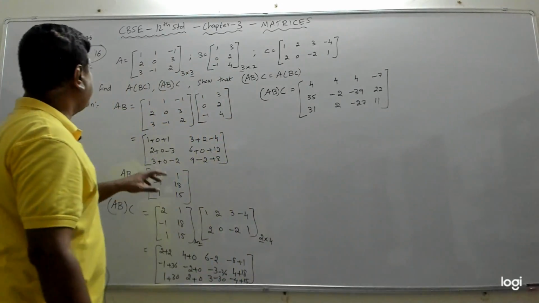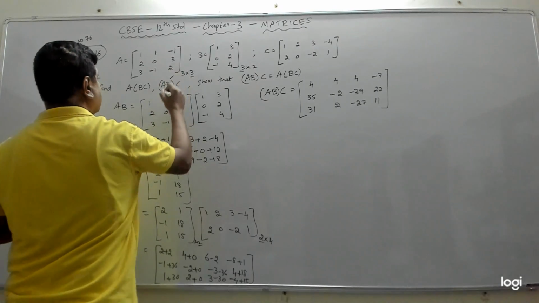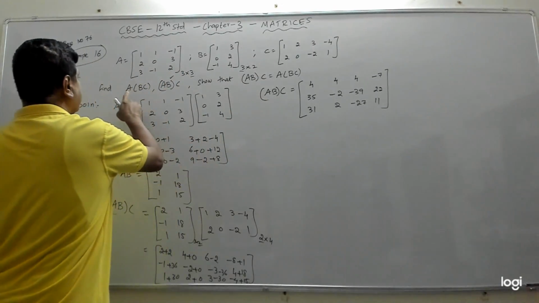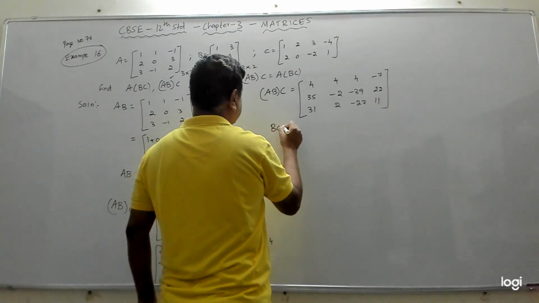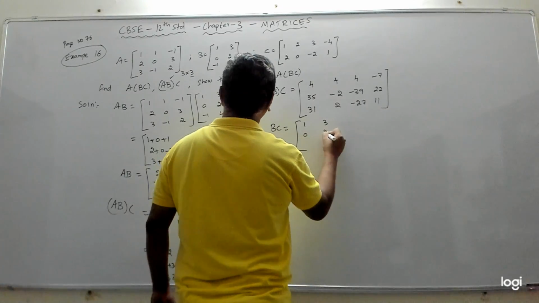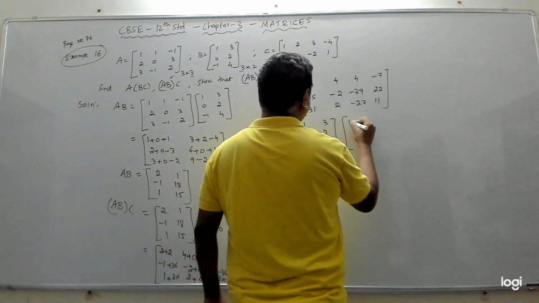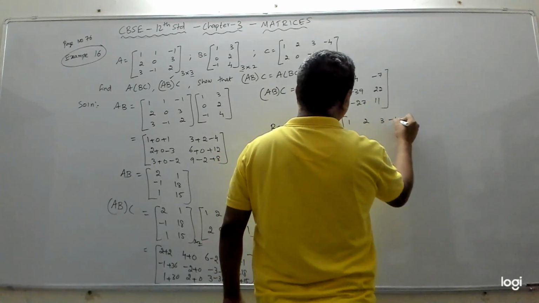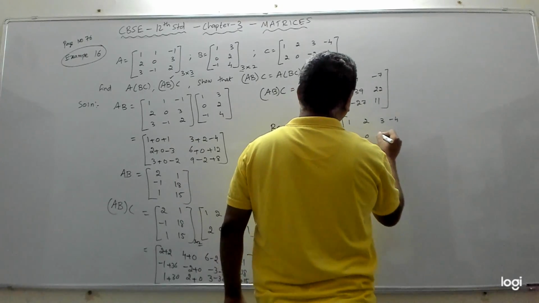Now we need to find A times BC. So we have found this, which is this. Now we should find A times BC. First we should do B into C. So what is B into C? Let's find BC. What is B? B is 1, 3, 0, 2, minus 1, 4, into C. C is 1, 2, 3, minus 4, and 2, 0, minus 2, 1.